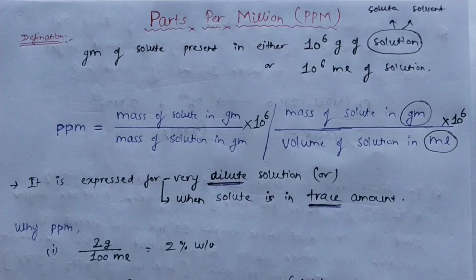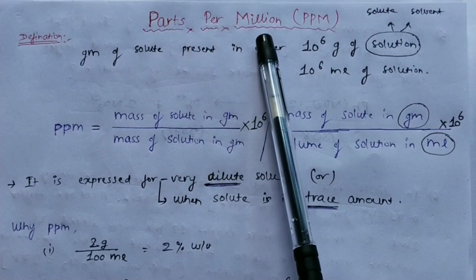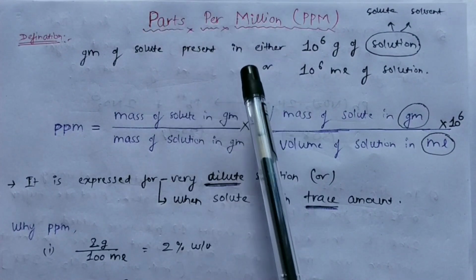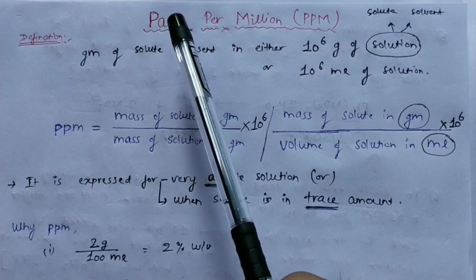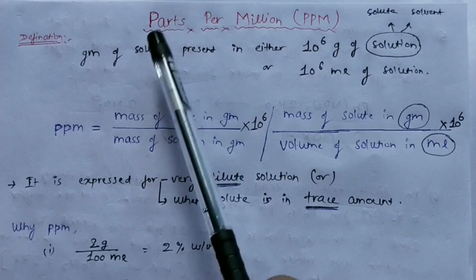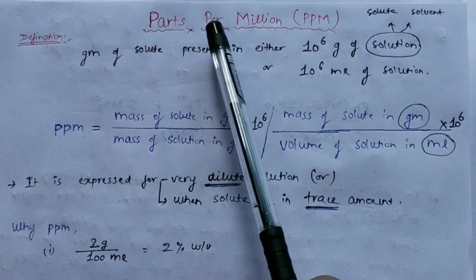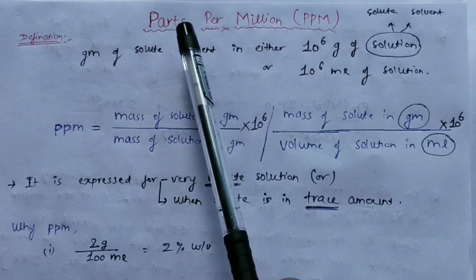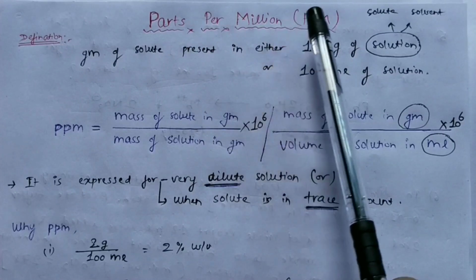Hello class, today we are going to study about parts per million, which is also known as ppm. So coming to the definition, first see the term parts per million. It is giving some definition, it is expressing something. Here, parts means how many grams of solute are present. Per means unit, right? So how many grams of solute are present in 1 million of the solution?